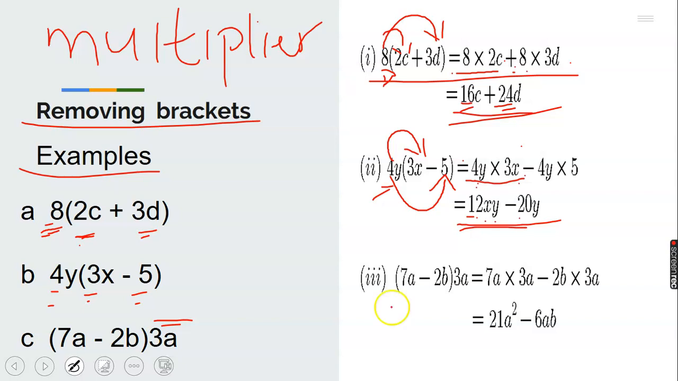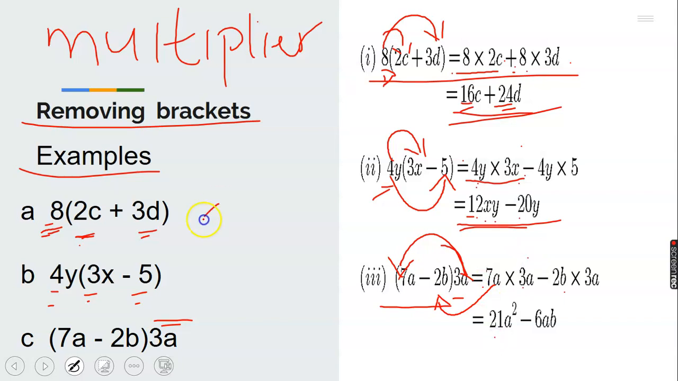Now, look at this third one. The multiplier is placed on this side. It's still the same thing. Now, you use 3a to multiply the first term. Use it to multiply the second term also. You can see 3a times 7. You can see it here. The minus at the middle, you put it back. 3a times 2b.